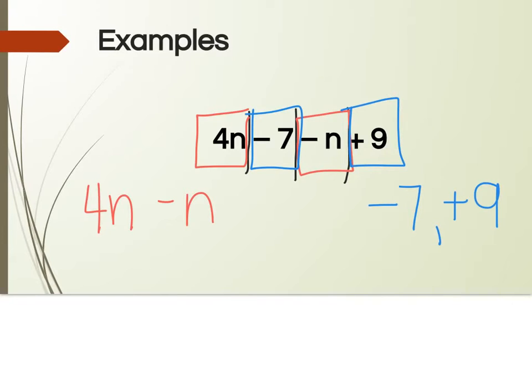To solve them, you then sing your song. You have a +4n and a -n, so they're different signs, and you subtract. Remember, if there's no number in front of the variable, it's automatically a 1. So we're going to subtract 4 minus 1, which is 3n, and you take the sign of the larger number, which was the 4, and it's a +3n. For the -7 and the +9, they also are different signs, so you subtract 9 minus 7 is 2, and take the sign of the larger number, which was the 9, and it'll be a +2. Then you just put it together, and your answer is 3n plus 2.